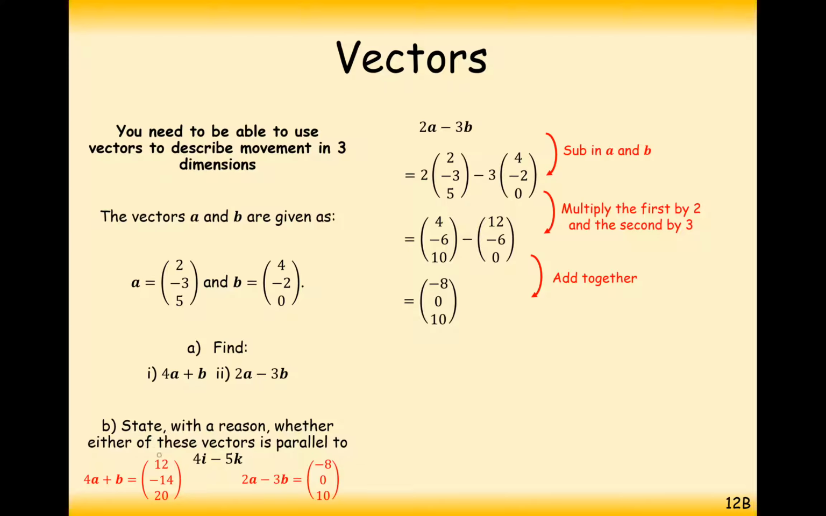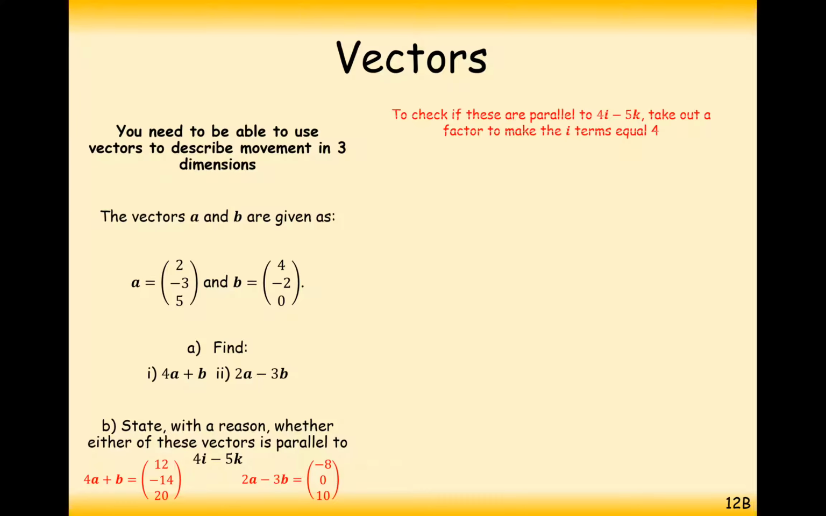Okay, part B now is state with a reason whether either of these vectors is parallel to 4i minus 5k. Now, a way of working out whether two vectors are parallel to each other is if you do one vector times a scalar multiple, you get the other vector. It doesn't seem like this is going to work with the first vector.